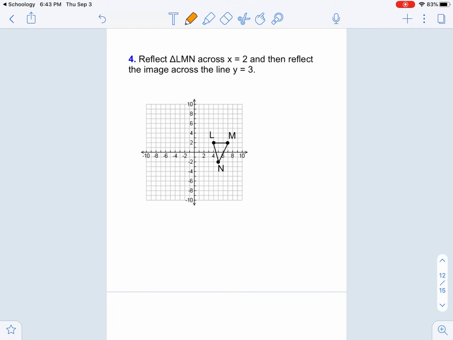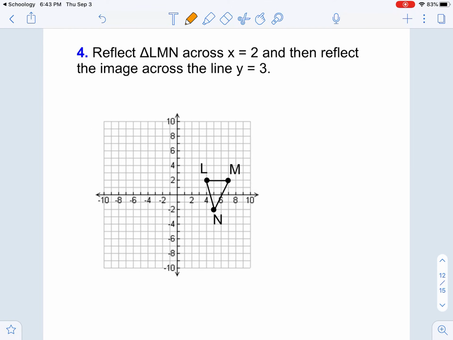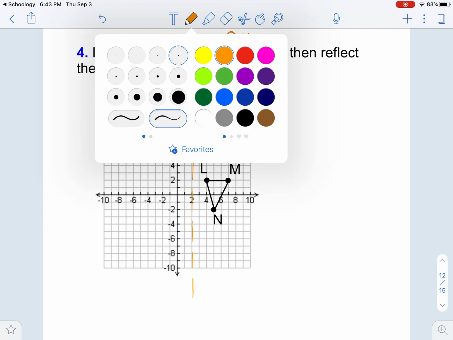Next one, reflect the triangle across x equals 2, and then the image across the line y equals 3. So let's start with x equals 2. Vertical line for x equals. So x equals 2, vertical line. I'm going to flip it over this.